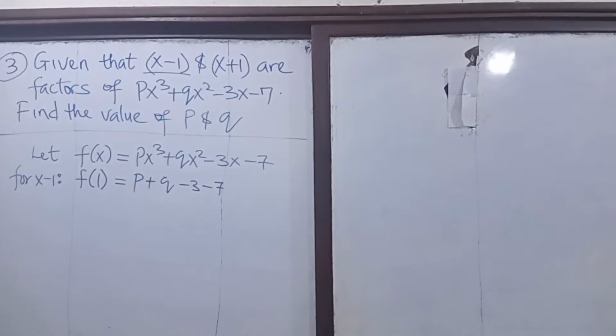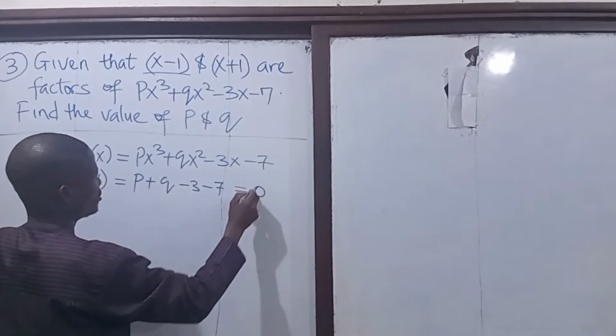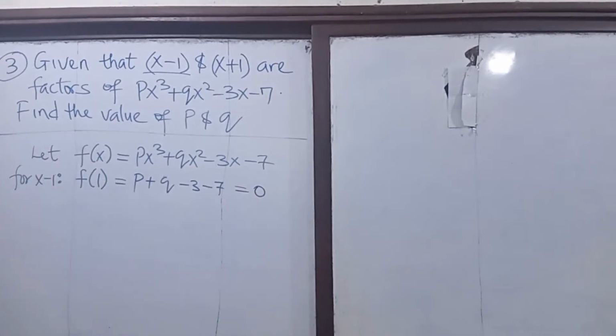Since it's a factor theorem, f of 1 will be equal to what? It will be equal to 0. f of 1 will be equal to 0.